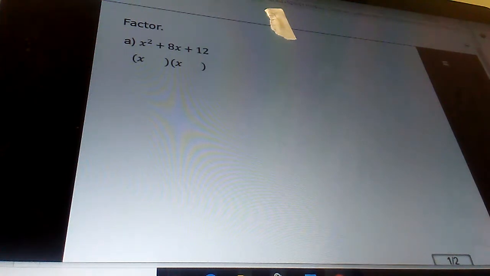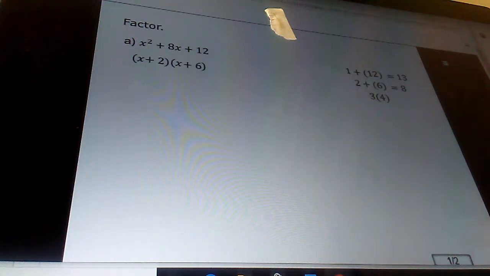Let's list factor pairs of 12. 12 is 1 times 12. 12 is also 2 times 6, or 3 times 4. We need to determine which of these factor pairs has the sum 8. Let's add each of the factor pairs together to find the correct pair. 1 plus 12 equals 13, not 8. 2 plus 6 is 8, so these are the factors we want. So the factors of the trinomial are x plus 2 and x plus 6.